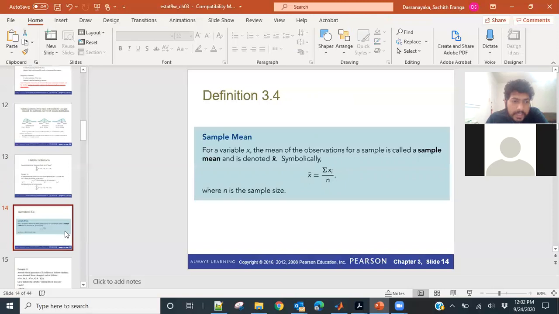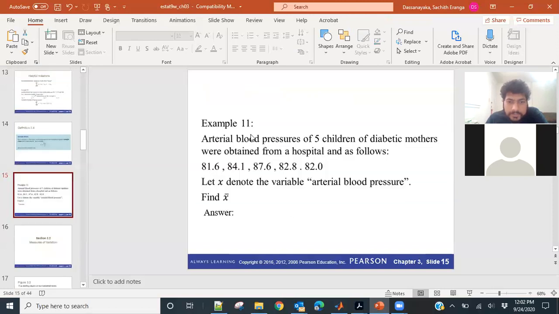Then we can find the mean: summation of all these values, 81.6 plus 84.1 plus 87.6 plus 82.8 plus 82.0, divided by the sample size, how many observations, 5, divide by 5. You can find the mean x bar.